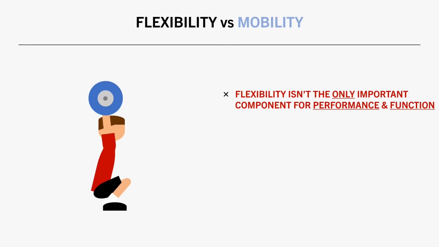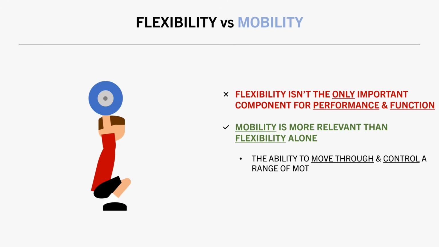Instead, we are probably more concerned with what I would call mobility. This refers to the ability to move through and control a range of motion. So flexibility is one component of mobility, but we don't just want to be able to reach a position, we want to develop the coordination and strength to control a range of motion during relevant movements.